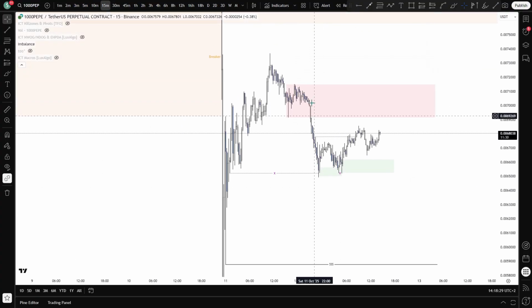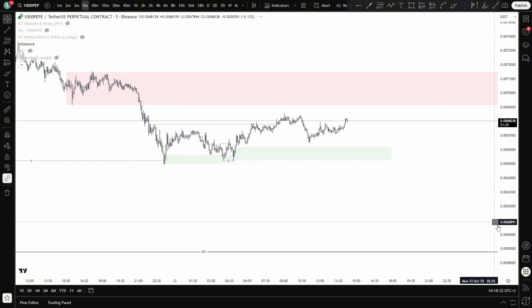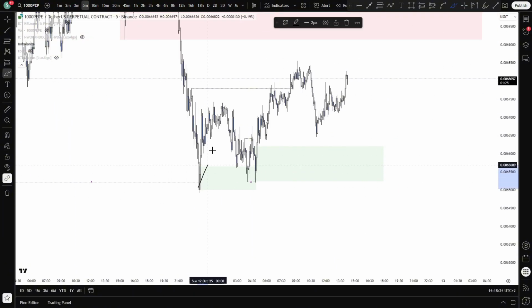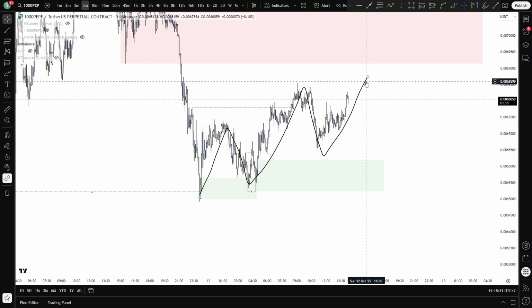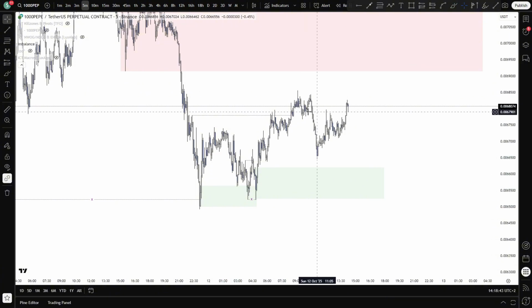Of course, on your higher time frame, it is going to be all the way over here. But on your lower time frame, in combination with the local trend we have right now, this can already be an indication that we're going to get bullish on Pepe and look for trades towards the upside.